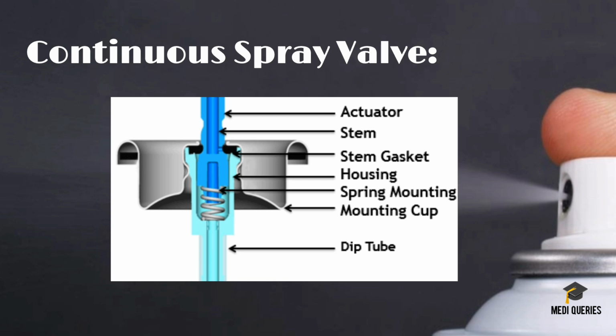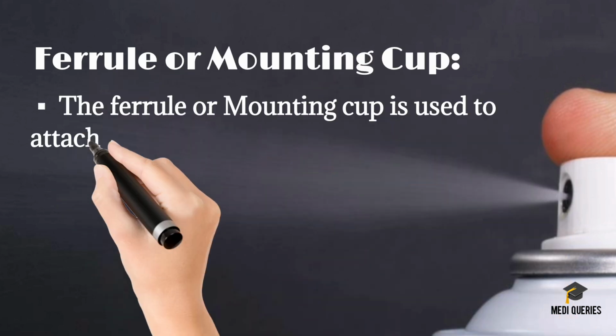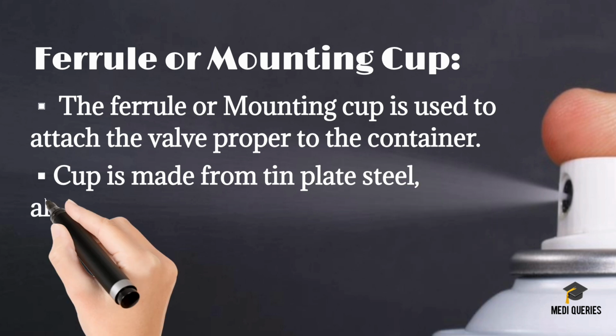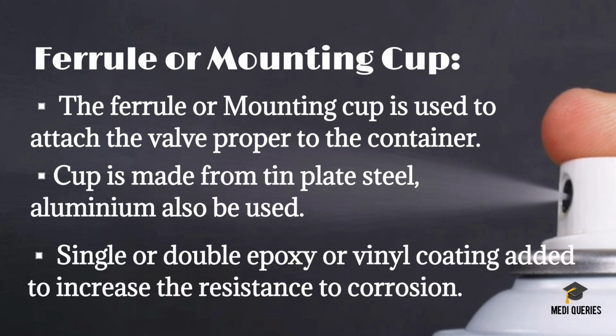So one by one we will see various parts like ferrule, stem, valve seat, valve body, mounting gasket, and dip tube. First one is the ferrule or mounting cap. The ferrule or mounting cap is used to attach the valve properly to the container, for use with containers having a 1-inch opening.